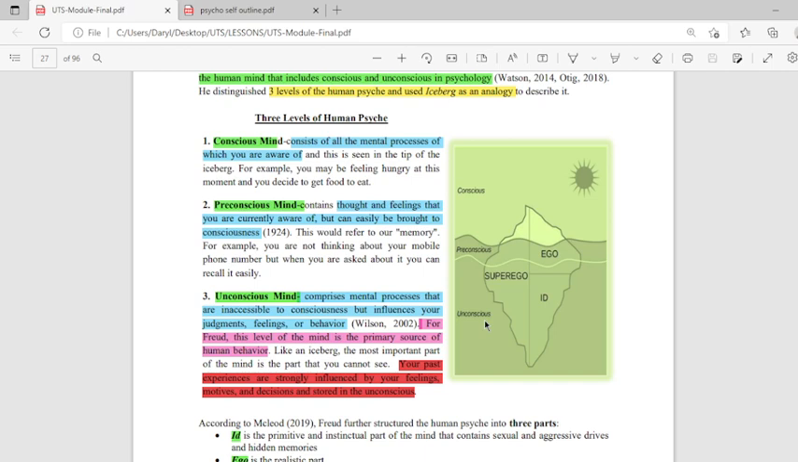Okay, a short recap. Conscious mind, everything that you are aware of in the present. Preconscious mind, you are not currently aware of it, you are currently unaware of it, but it can be easily brought up into your conscious mind through a trigger which might come in the form of a question, a feeling, or an object, or etc.